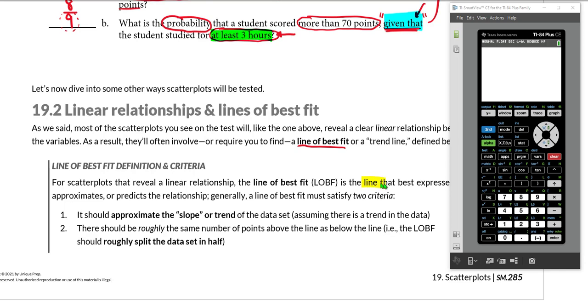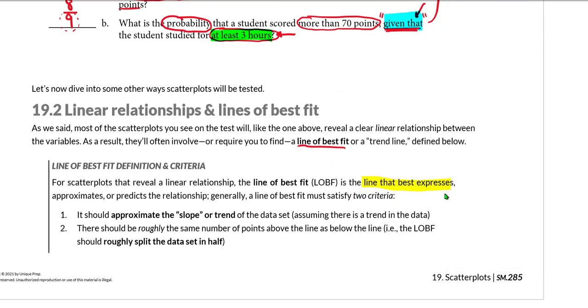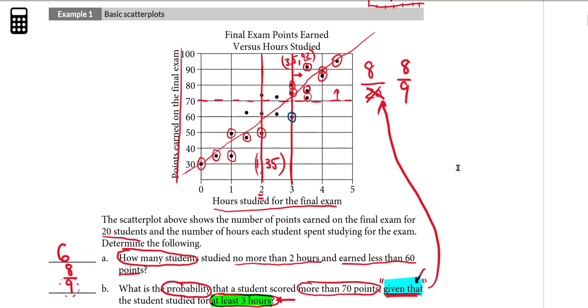It is the line that best expresses, approximates, or predicts the relationship. So again, if you want to glance back up at example 1, you can see that line that I drew. I'm going to do it again in green here so it's a little bit easier to see now that we're done this example. That line looks like it best represents, best approximates the relationship between the number of hours that you studied for the final exam and the points earned on the final exam.